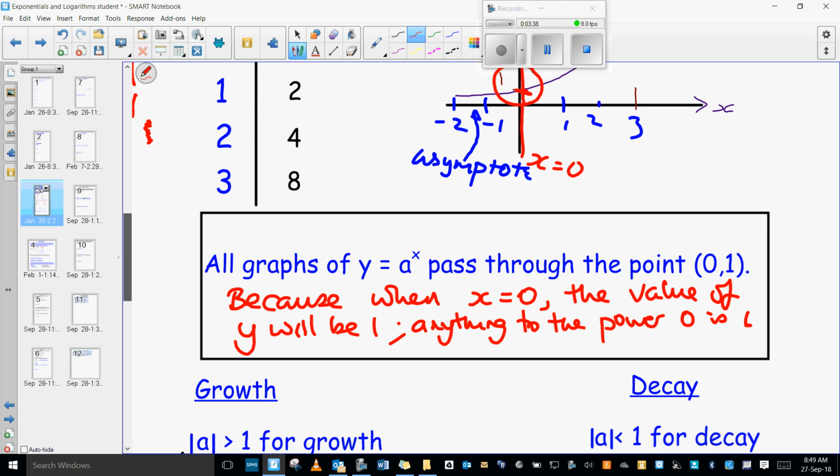Now note that's just for a graph in the format y equals a to the power x. As soon as you start having additional things, so for example y equals 3 multiplied by 2 to the power x, it's no longer going to be going through the value of 1. Okay, so it's only when we've just got a simple base and a power. Equally if we have y equals 2 to the x plus 7, that's also not going to go through the point 0, 1. So just be aware that it is just for those basic graphs, and that's the reason why.